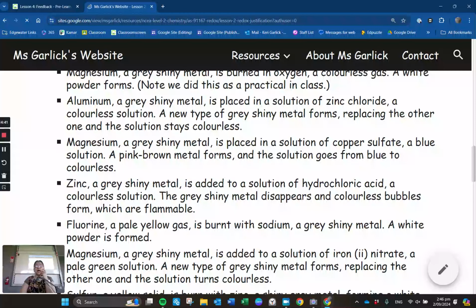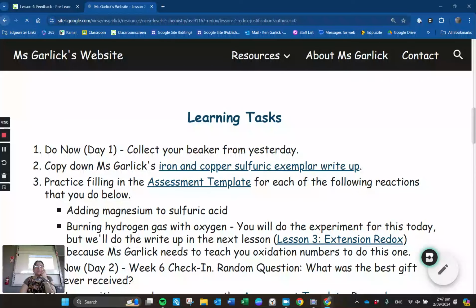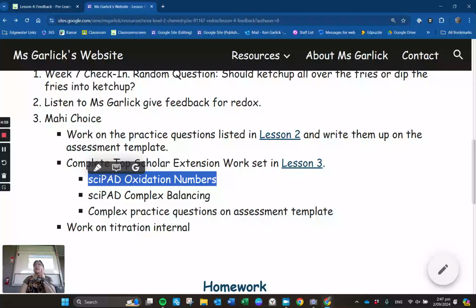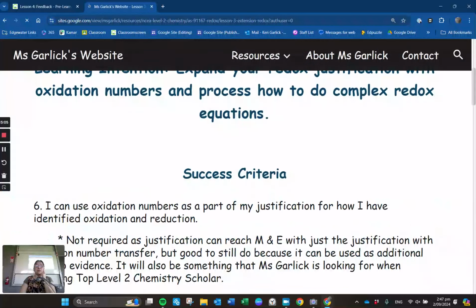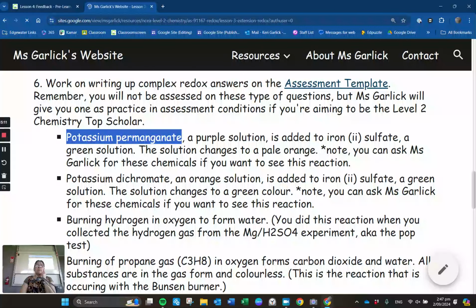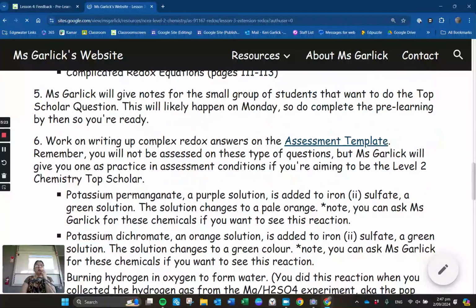This is basically the level of difficulty that you'll be looking at. So metals that are added to acid or stuff being burnt. In fact, that was the assessment question. And then if you want to aim for top scholar, I recommend doing the SciPad pages on oxidation numbers because it does go over the other types of questions I will ask, because there are some complicated balancing ones. If you go to lesson number 3, that's where I state what pages to do, and I also provide you those complicated questions. So you'll see in these questions, like permanganate, I'm adding things that have oxygen. So you have to think about how you balance the oxygen, and how you figure out oxidation numbers when you have those complicated ions. So FYI, that's there as well when you feel ready for it.